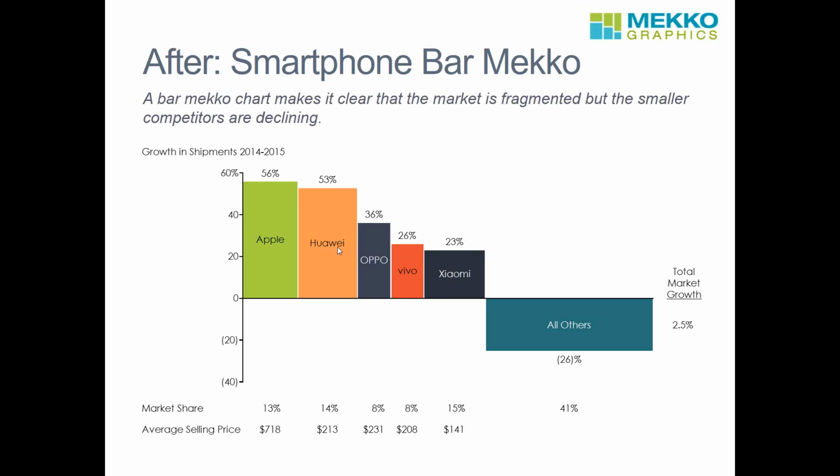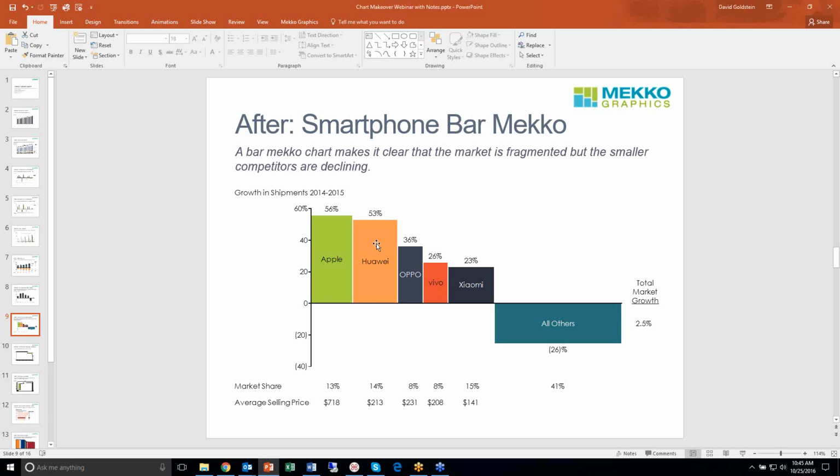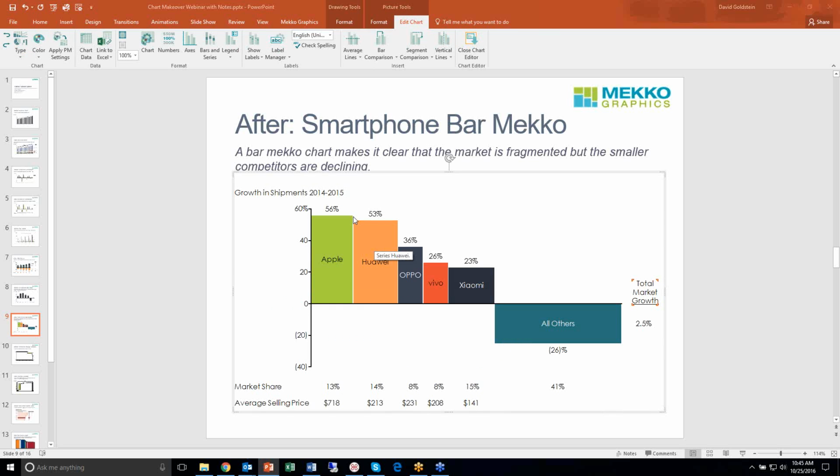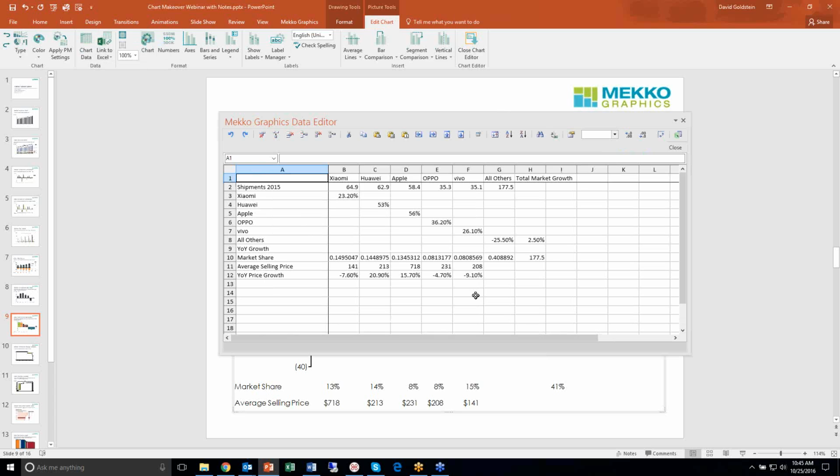Let me just show you a couple of things in the chart to show you how we make the bar Mekko. So I'm going to double click on the bar Mekko. Here we go. And again, I will click on the data sheet. So a couple of things to notice here. One is I've got my shipments data, which doesn't show up on the chart, but I use it for calculations. And I also use it as my bar width.